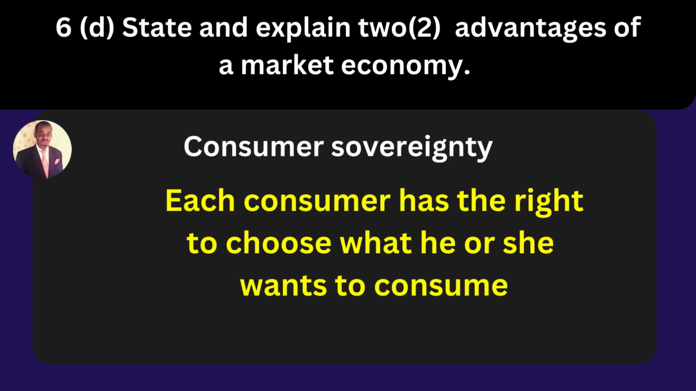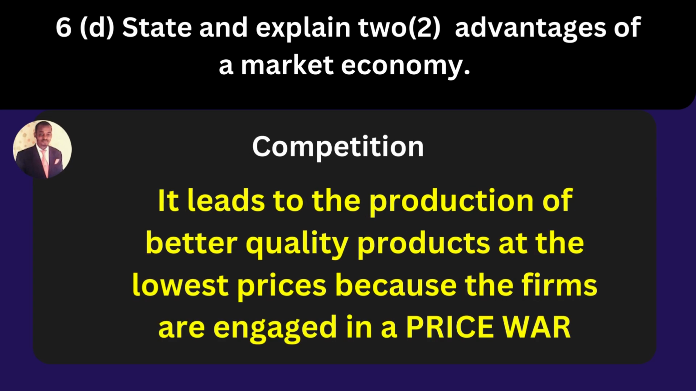The next question says: state and explain two advantages of a market economy. Number one is consumer sovereignty. Each consumer has the right to choose what he or she wants to consume. In a market economy, the consumer is free to choose what he or she wants to consume, so there is no limitation and no imposition. The consumer chooses and has the right to decide what to consume.